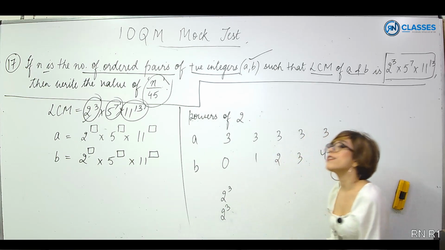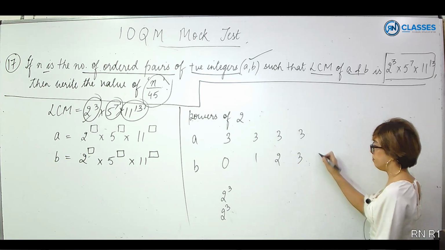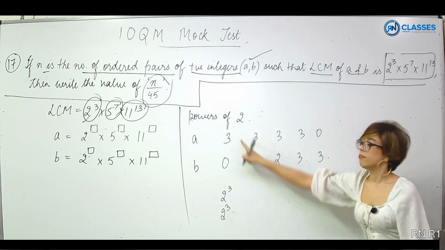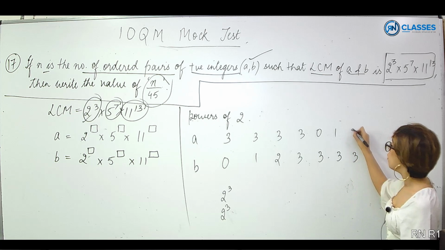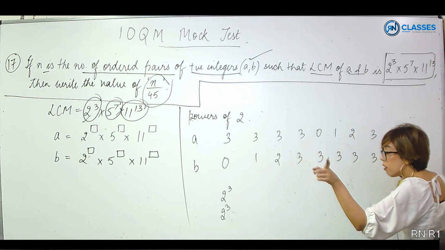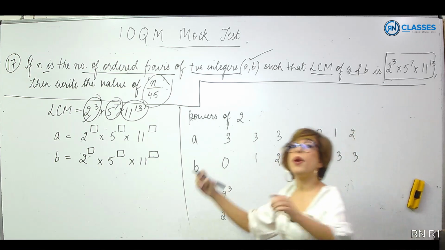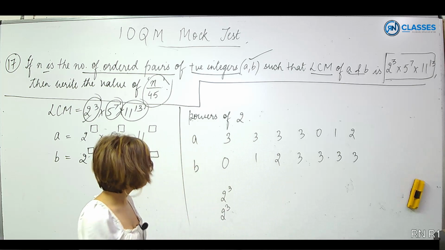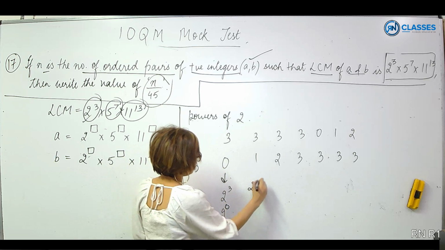Mind it, I am interested in the ordered pairs. So that means I can have 3 over here and 0 over here. I can have 3 over here, 1 over here, 3 over here, 2 over here, 3 over here, 3 over here. This I have already written. Don't write it again. Careful. So these are the corresponding powers of 2 which are possible. As you can see, I've written it.